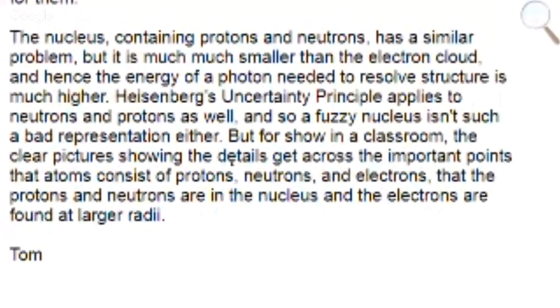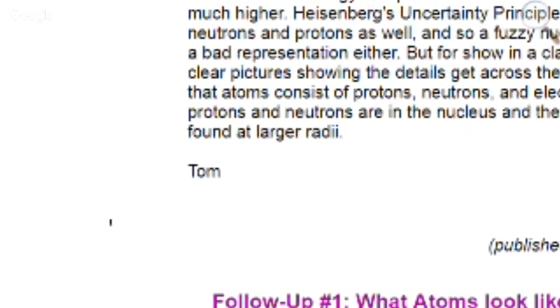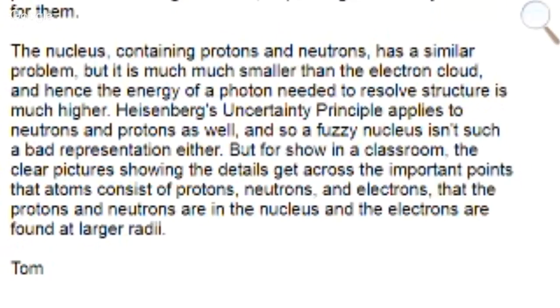You can see science is very fuzzy. So, the nucleus containing protons and neutrons has a similar problem, but it's much, much smaller than the electron cloud, and hence the energy of a photon needed to resolve structure is much higher. The Heisenberg uncertainty principle applies to neutrons and protons as well, and so a fuzzy nucleus isn't such a bad representation either, but for show in class, the clear pictures showing the details get the point across.